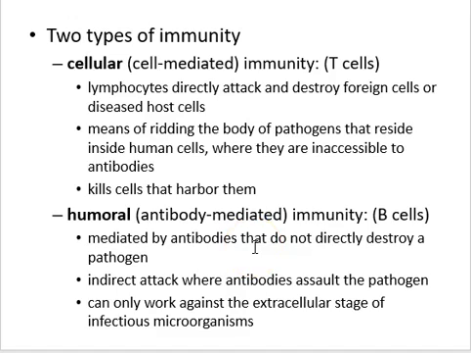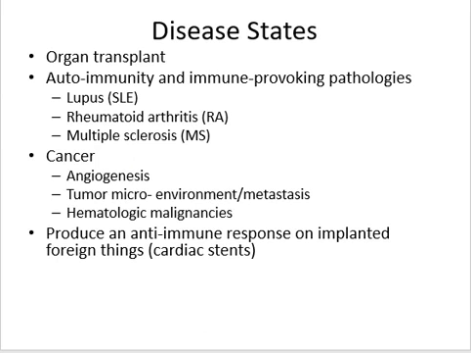So just as a review, understand that there's two types of immunity, cellular and humoral. For this lecture, when we talk about cell-mediated immunity, we're really referring to the effector processes of T cells. When we're talking about humoral immunity, we're really referring to the effector processes of B cells, which are largely antibody-mediated. Okay, so what are the disease states? So this lecture is a little bit different because we're not really talking about a specific disease state, we're talking about several, and where these drugs can be useful.